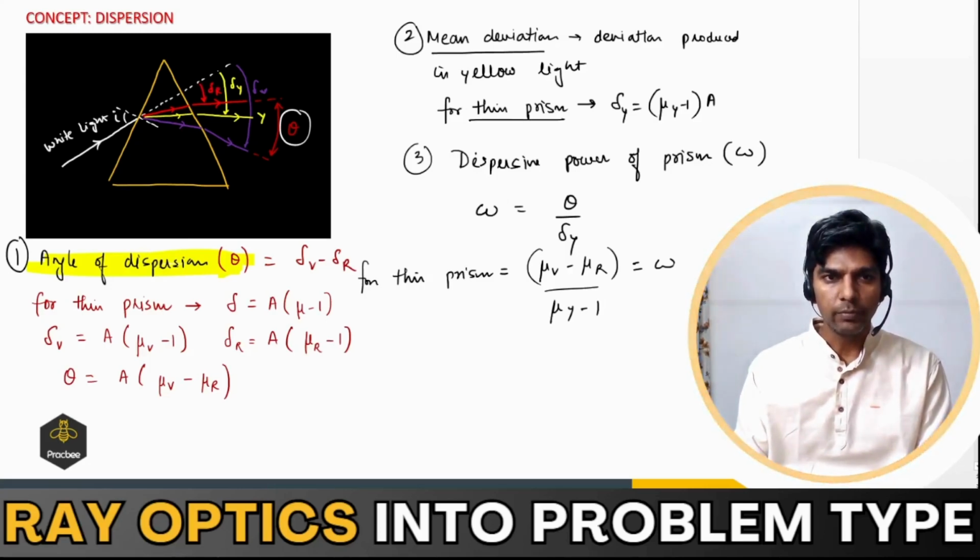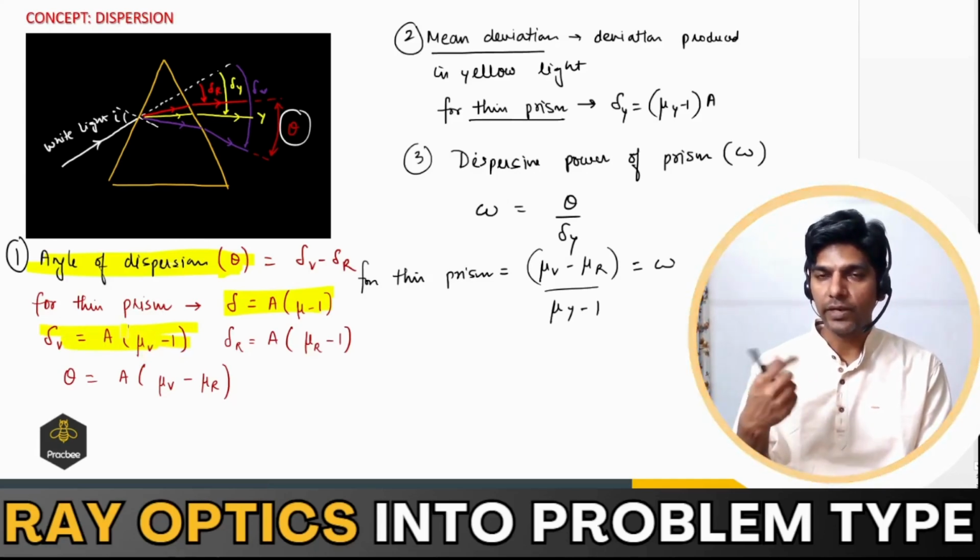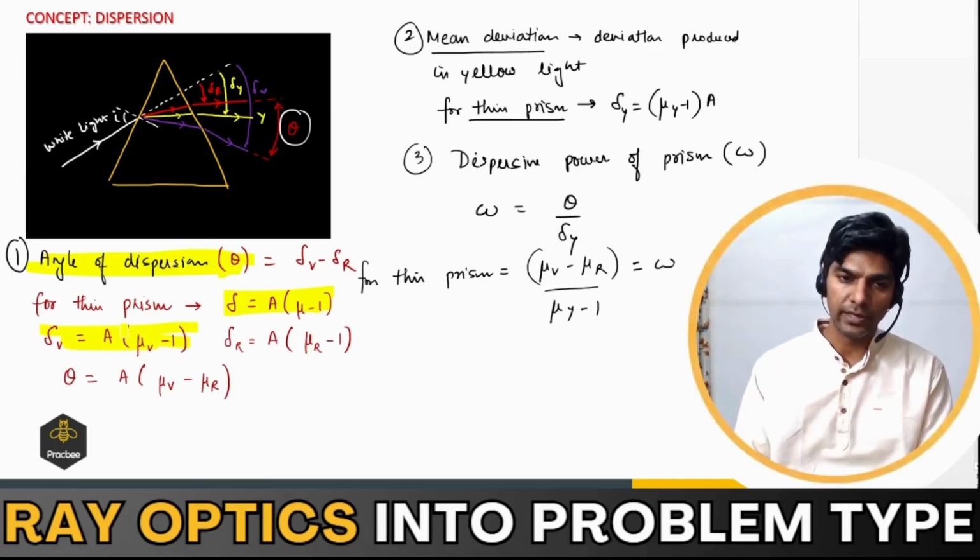Now here you have to remember one thing, that for a thin prism, the deviation can be given as A times (mu minus 1), and in the case of violet light, this can be written as A times (mu V minus 1), where mu V is the refractive index of this prism with respect to the violet light.